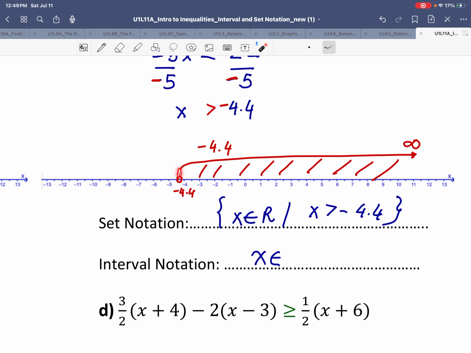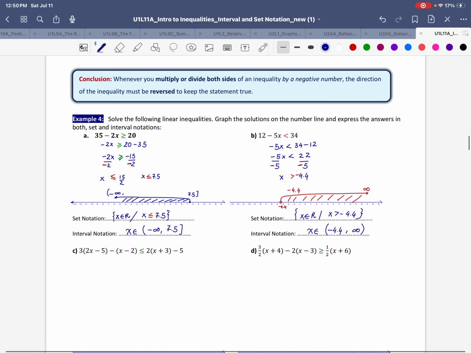The leftest value we have is negative 4.4, so we'll write that down. And the rightest value we have is infinity, so we'll write infinity, separated by a comma. Negative 4.4 is not part of the solution. Infinity always has round brackets, and that would be the answer in interval notation.